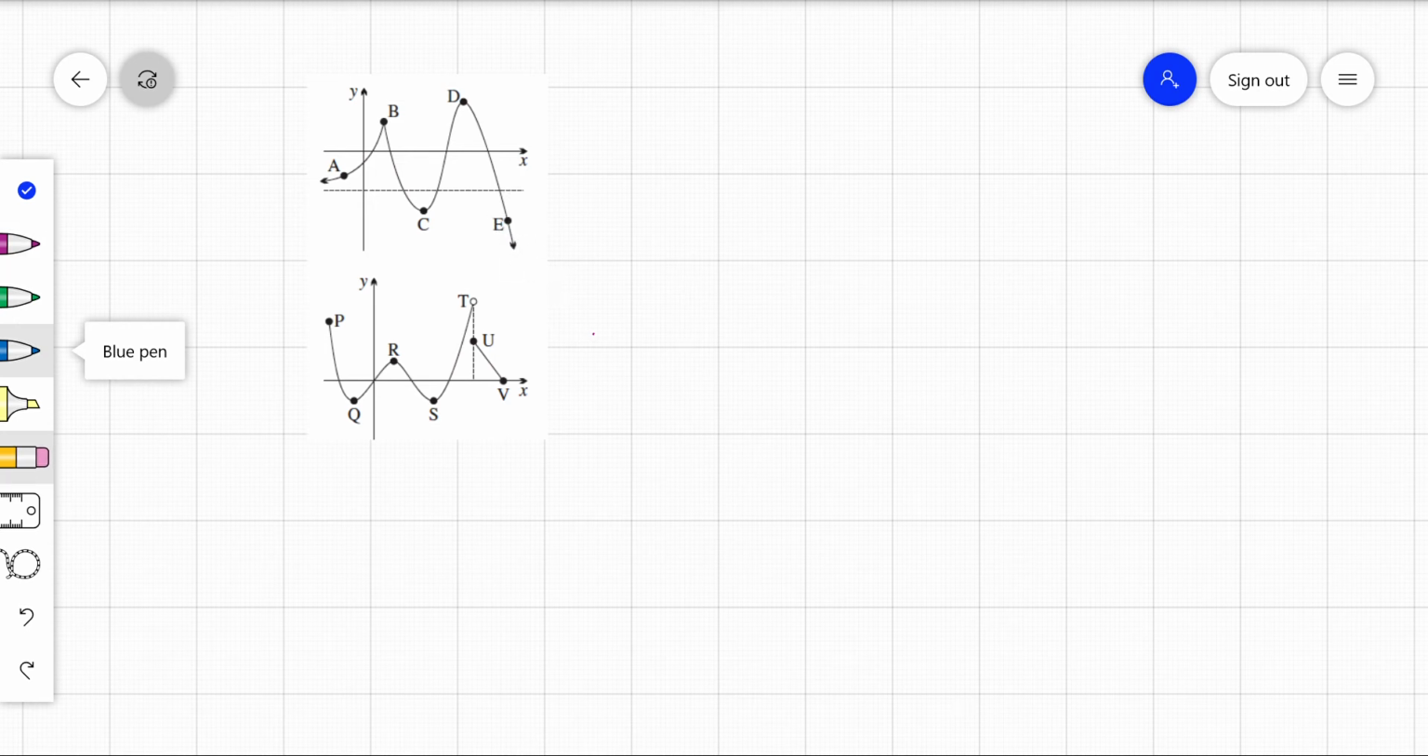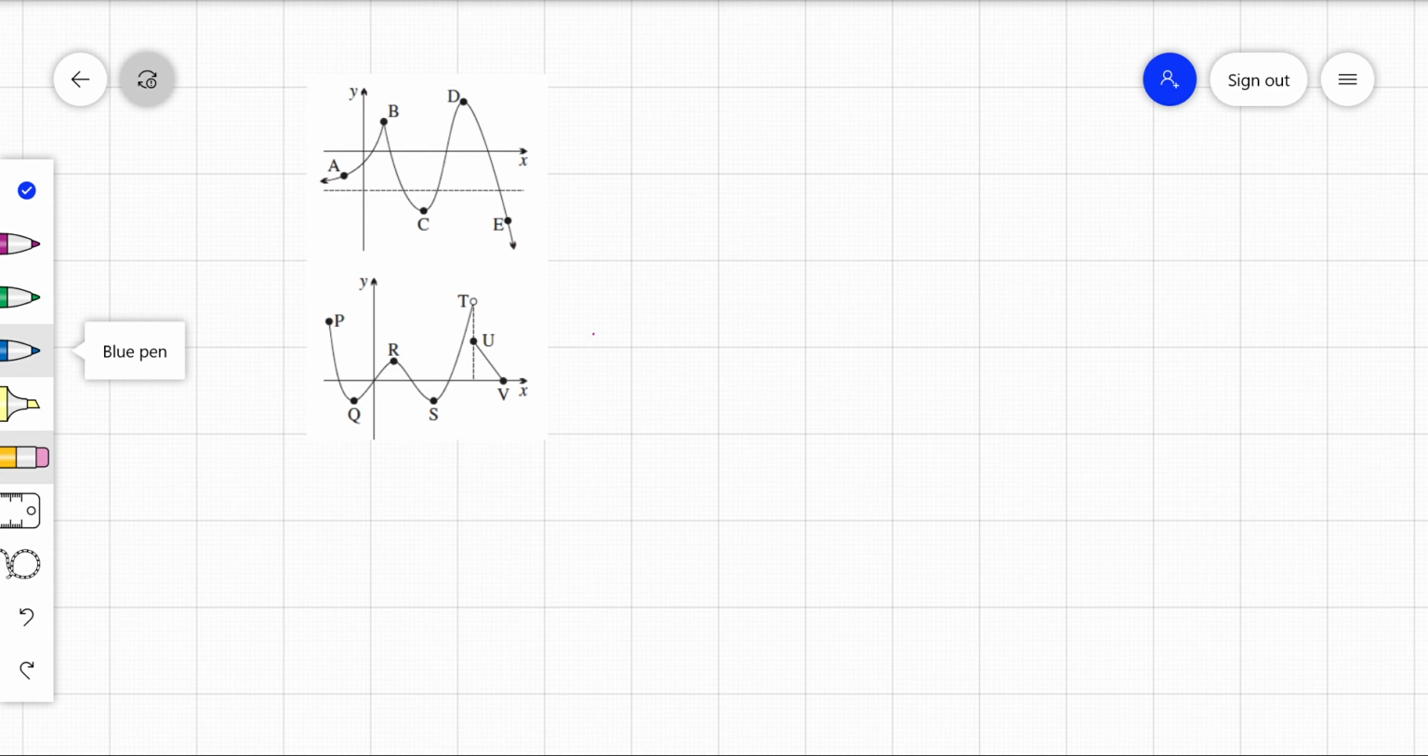All right, if I look at the second graph, the graph starts at P and stops at V. So just in that domain, let's look at the minimum first. You can see Q and S, I think, are about the same height. So Q and S are not only local minimum points, but they're also global minimum points because it's the lowest that graph ever gets.